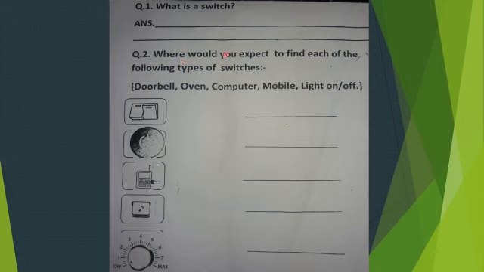Second question, where would you expect to find each of the following types of switches like doorbell, oven, computer, mobile, light on or off? This one? Yes, light on or off. This one? Yes, computer. This one? Mobile. This one? Doorbell. This one? Oven. Like this you have to do.